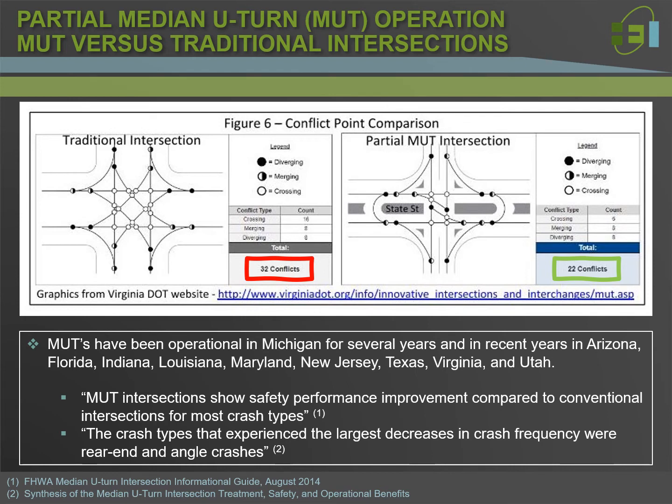The partial median U-turn may seem like a new concept locally, but MUTs have been used throughout the United States, predominantly in the state of Michigan for several years, which is where the Michigan left term is derived from. With several MUTs in operation, research studies have been conducted to determine their performance. Based on these studies, MUT intersections show safety performance improvements compared to traditional intersections, and rear end and angle crashes have shown decreases in crash frequency. These two types of crashes are the most common type along the State Street corridor.